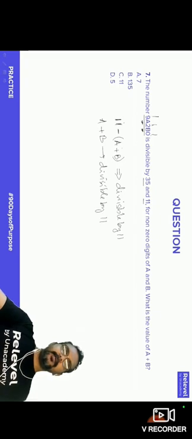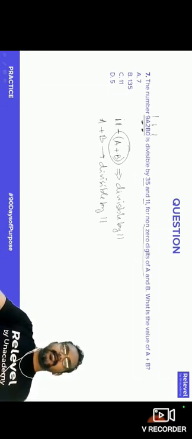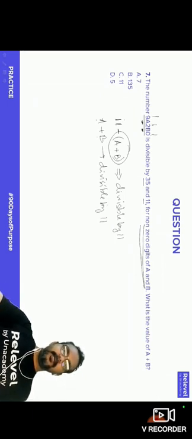Because the logic is 11 minus what will make it divisible by 11. So 11 minus 11 itself will make it divisible by 11. Or 11 minus 22 will make it divisible by 11. Or 11 minus 0 will remain divisible by 11. But non-zero digits A and B is mentioned, so they can't be 0. But A and B maximum can be 9 and 9. That's 18. That means 22 is not a possibility. So A plus B, the only possibility is 11 itself. So we have A plus B as 11.